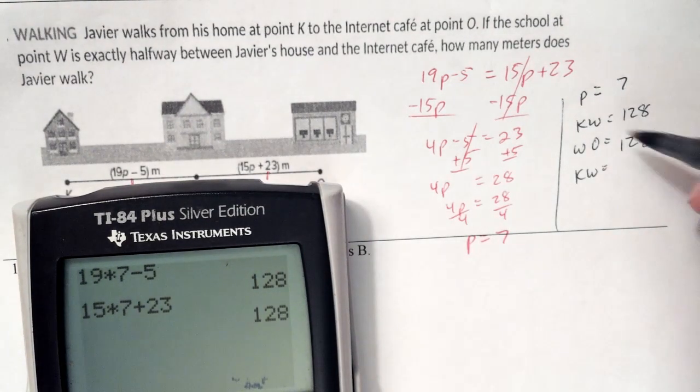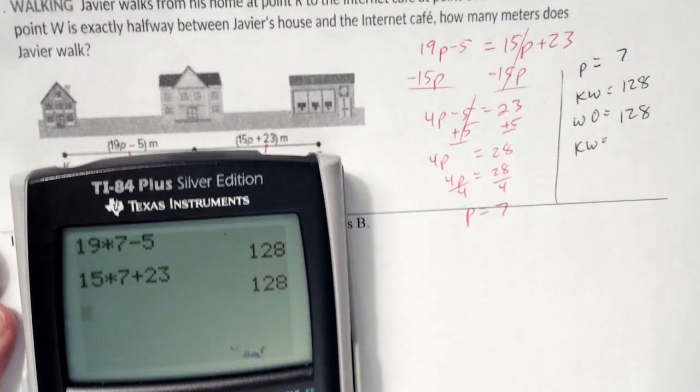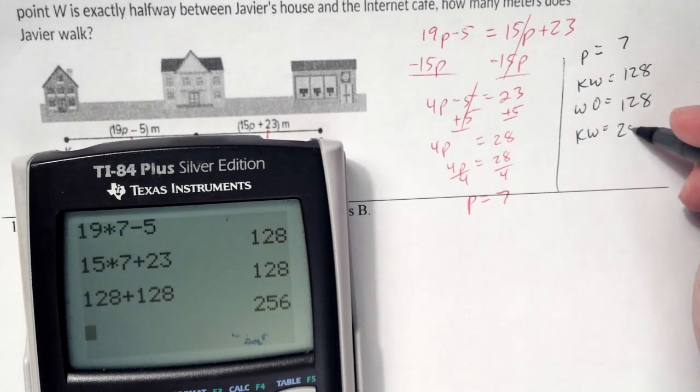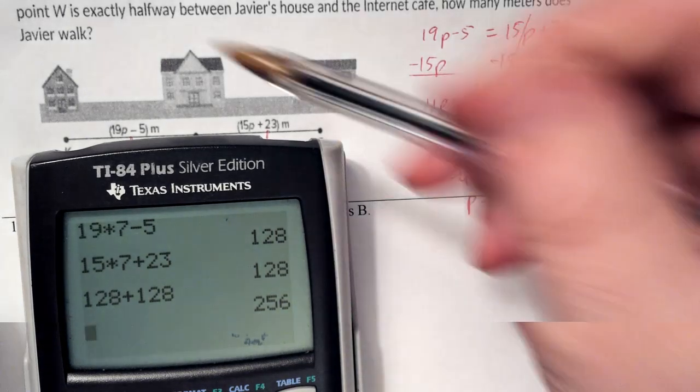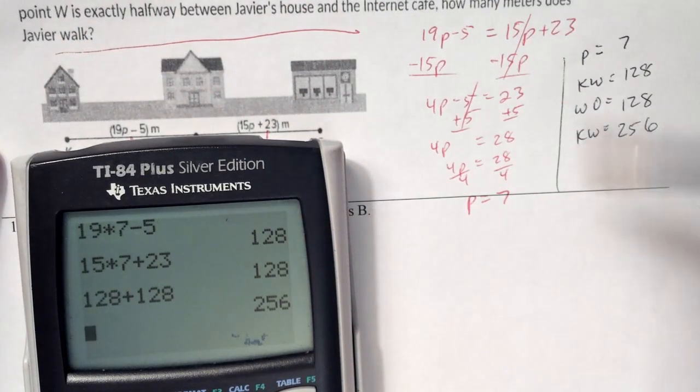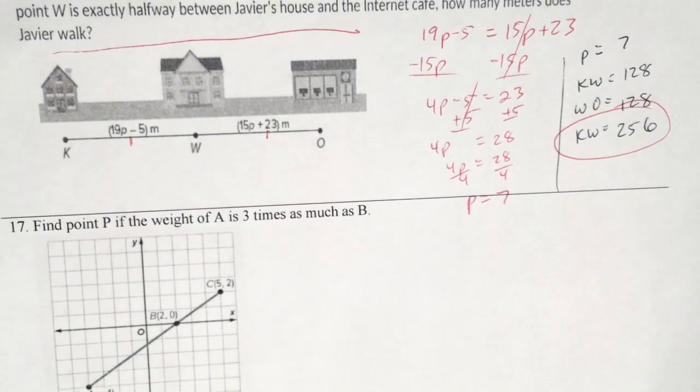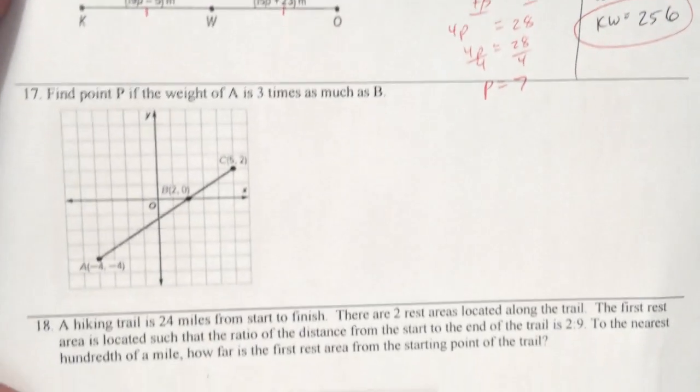That's what they said. And then the whole shebang, well, I don't know what that is, but I can find it. We would do 128 plus 128, and that'd be 256. And what did they want from us? They wanted the whole shebang. He wanted to know how far from here to here was. So that's the whole shebang, and the answer was 256. Okay, let's keep going. Number 17.